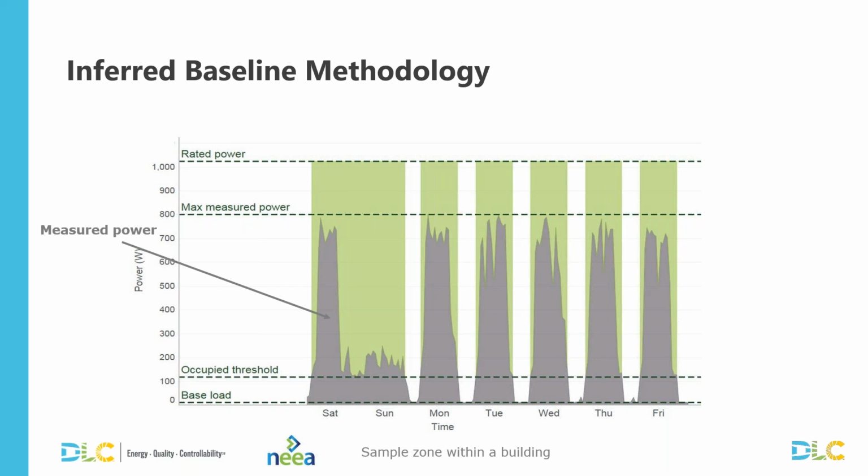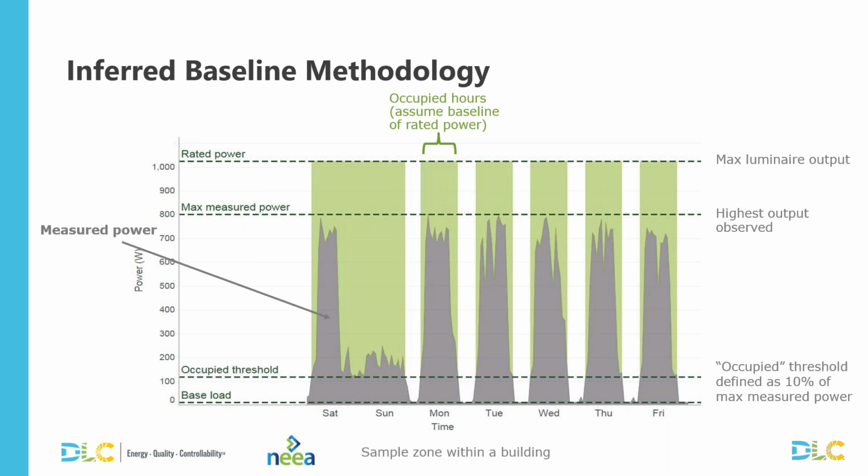The inferred baseline is constructed from the normalized hourly NLC energy measurements, the gray area in this illustration, and therefore is specific to each data set. To obtain the inferred baseline, we first calculate an occupied threshold, which essentially is defined as 10% of the maximum measured power after the base load is removed. And the base load is the load consistently present in the measurement due to, for example, egress lighting.